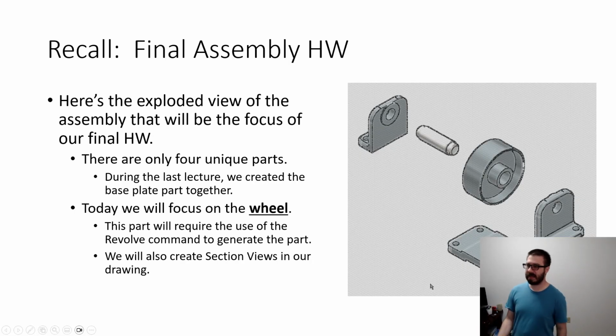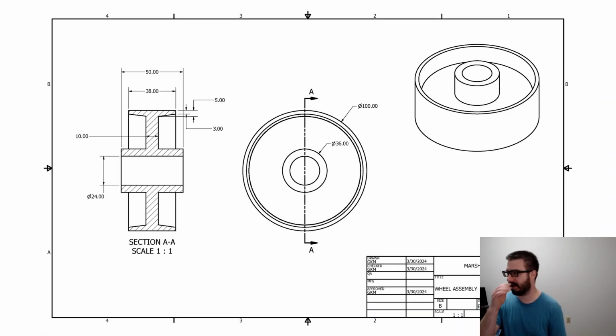Just to get everybody back up to speed, we're going to be focusing on this assembly. We did one part of it on Monday, and we're going to do another part today. We're going to do the wheel today. The focus of today is to revolve that wheel using the revolve command. We're also going to be generating some section views for the wheel. This is a view of what the drawing should look like when it's all said and done.